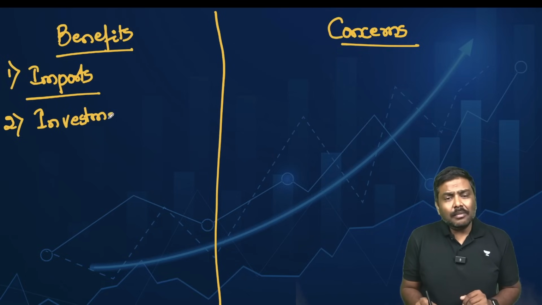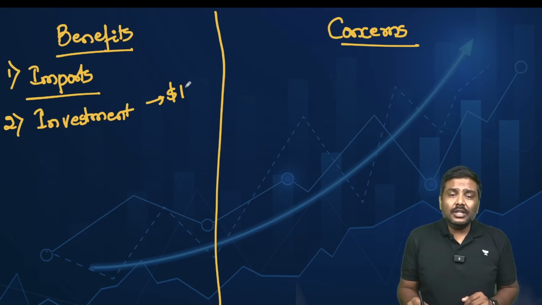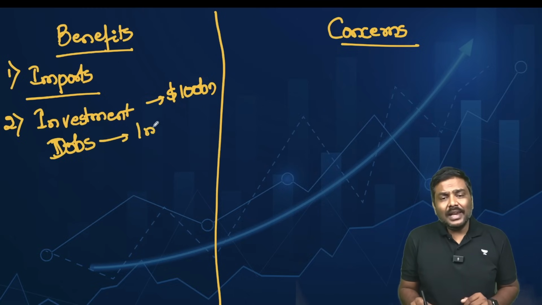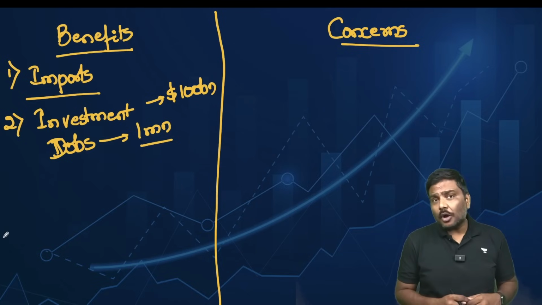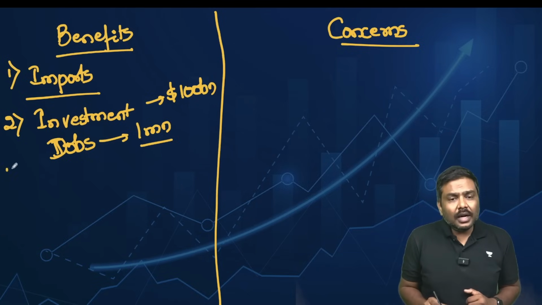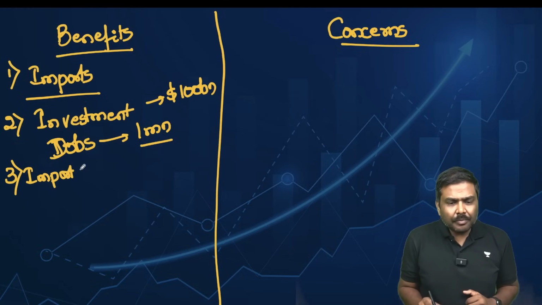Under investment and employment, the proposal is to invest $100 billion in India. And not only this, they have a proposal to create direct jobs, to the extent of 1 million in number in India. So investment as well as creation of jobs, beneficial for India. Third advantage, import dependence is expected to come down.